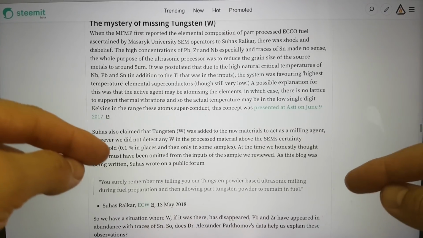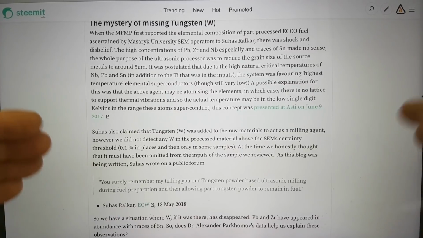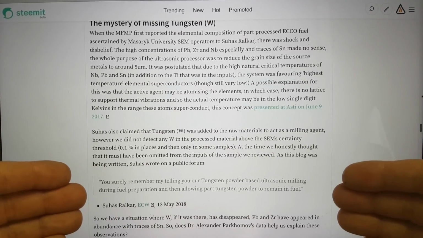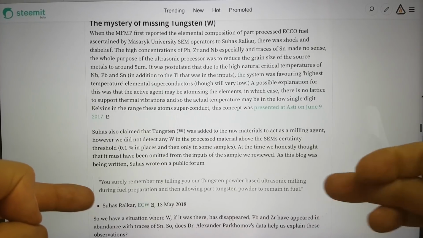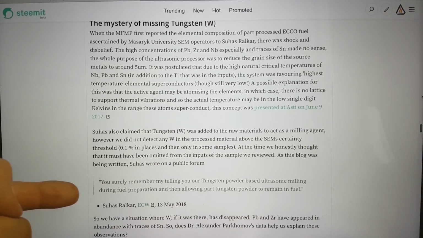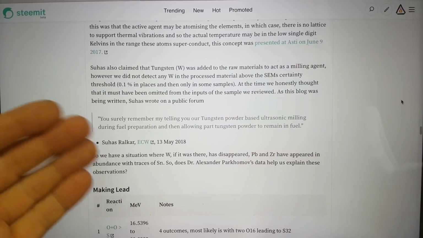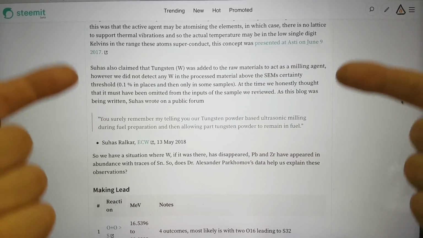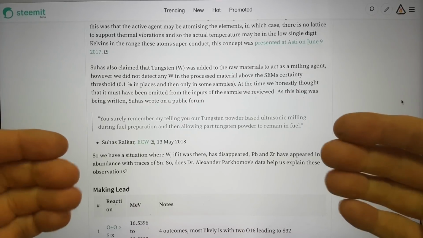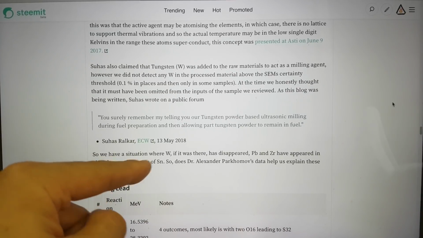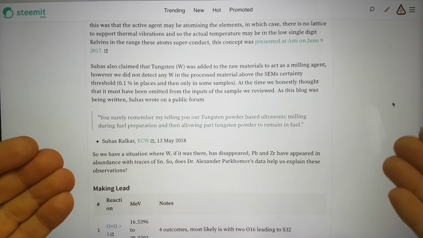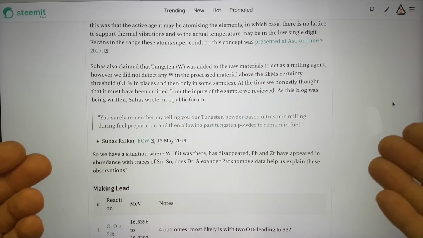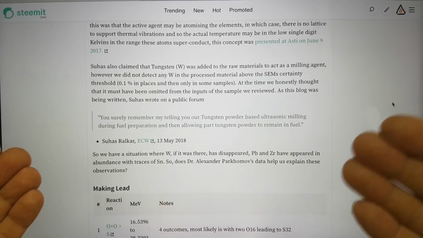However, when I was writing this blog, Suhas wrote on a public forum, "You surely remember my telling you our tungsten powder-based ultrasonic milling during the fuel preparation and then allowing part tungsten powder to remain in the fuel." Okay, so he's reminding me, but we didn't see it. So what's going on? We have a situation where tungsten, if it was there, had disappeared, and lead and zirconium have appeared in abundance with traces of tin.